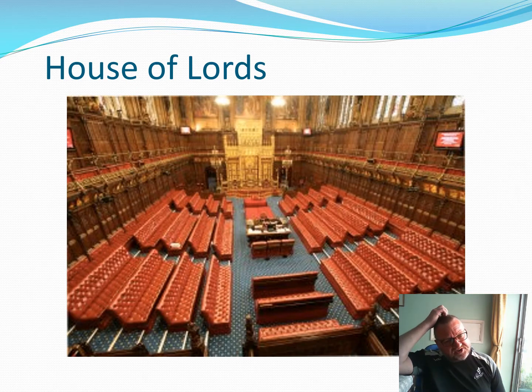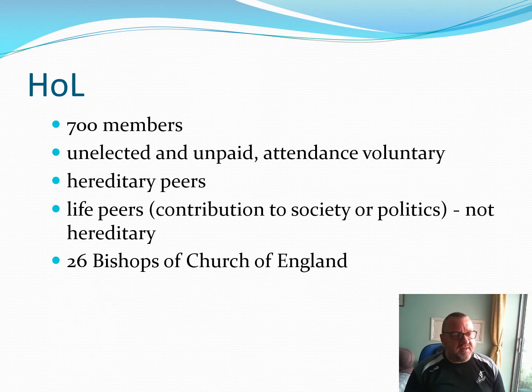Now, running alongside the House of Commons in the red seats is the House of Lords. This is what the House of Lords looks like, and that's a little more interesting because you may not realise that they have 700 members, many of whom are unelected. Well, they're all unelected and unpaid, and attendance is voluntary. And of those 700 members, it's made up of a number of different groups of people.